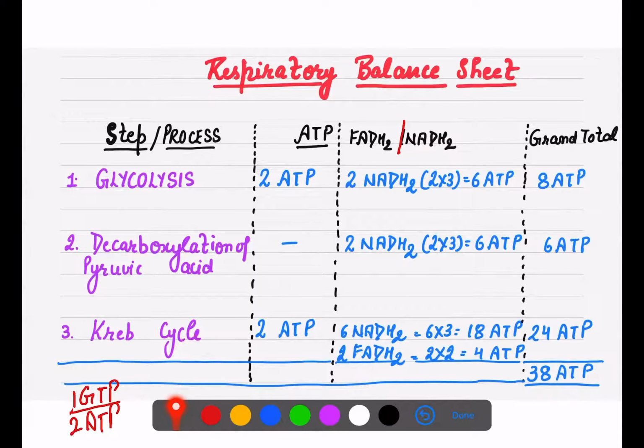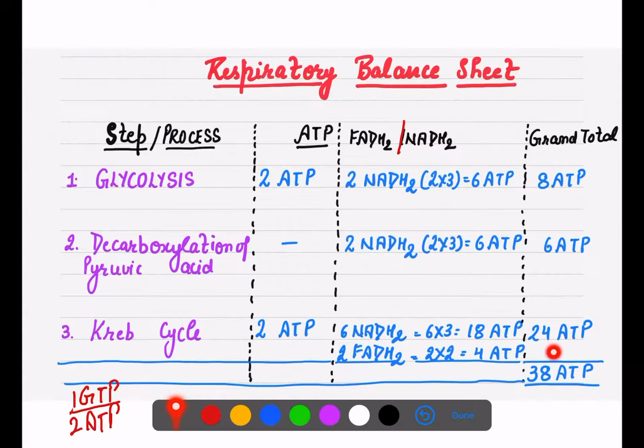In the Krebs cycle we were having 3 NADH2, right? Because we are not going to include this step in the Krebs cycle now, individually only 3, but if 2 pyruvic acid are forming acetyl coenzyme A, then 6 NADH2 as well as 2 FADH2, so the total was 18 ATP and 4 ATP. So let's grand total now: 6 plus 2, 8 ATP. Here 6 ATP in our pyruvic acid, and in Krebs cycle we got 18 plus 4 plus 2, so that is 24 ATP.